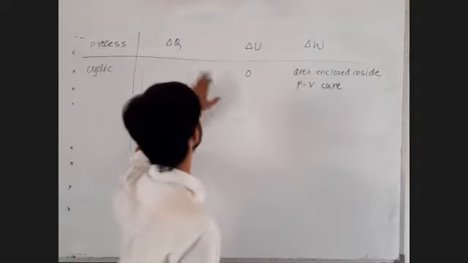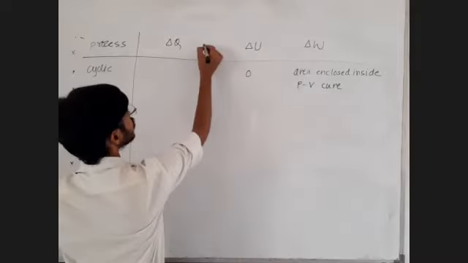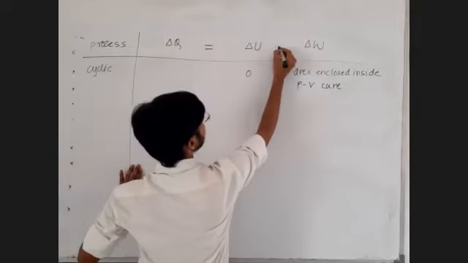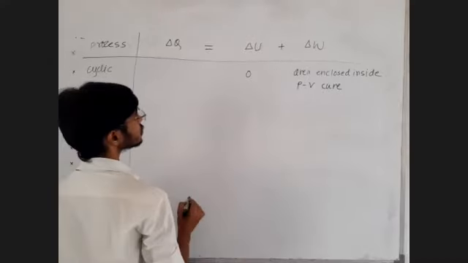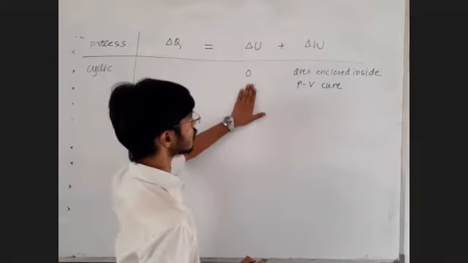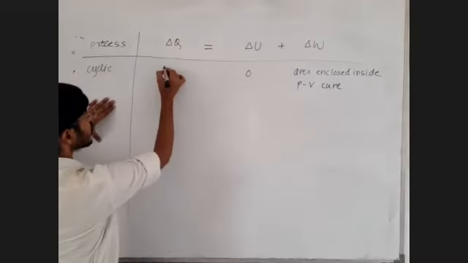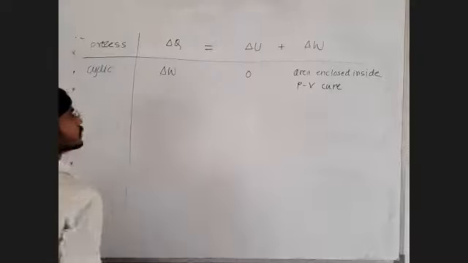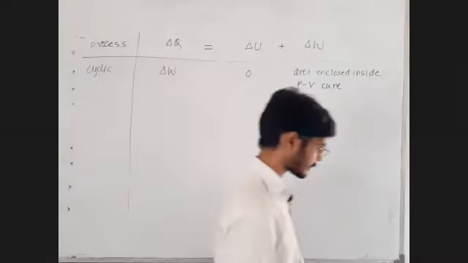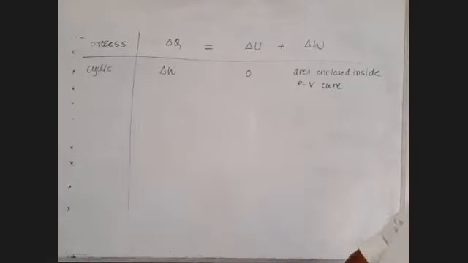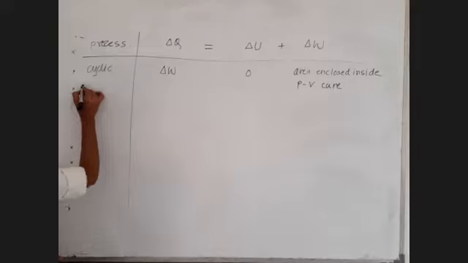And now you can say Q is equal to delta U plus W, and from that relation, delta U is 0, so delta U plus delta W equal to delta Q. So now you can write here delta W. This is what should be done. This should be the sequence. Fine. Next is isochoric.